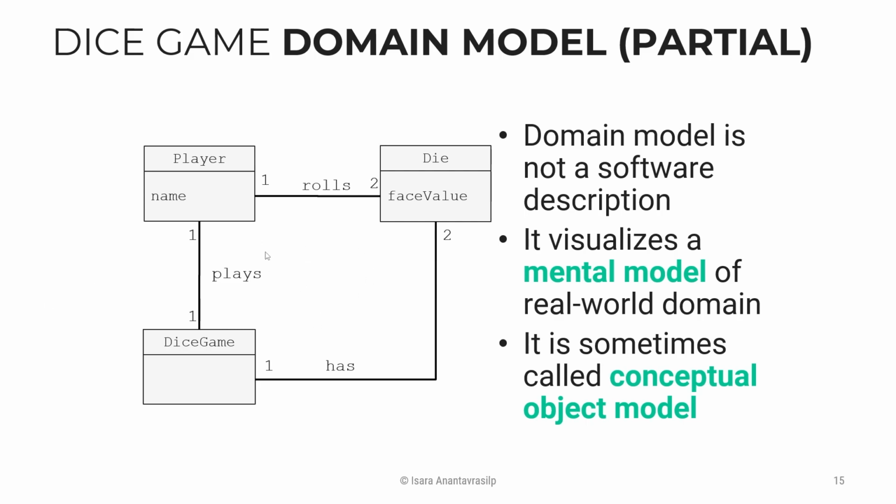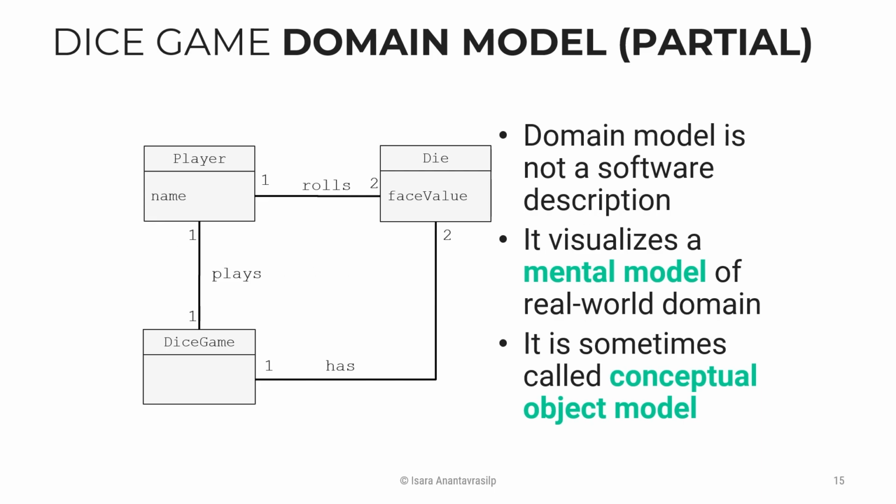As you can see here, we are not explaining anything about the software just yet. We don't care whether the name is a string or character, or whether the face value is float, double, or integer. We don't care about that yet. The domain model visualizes the mental model of the real world problem. It is not a software description.